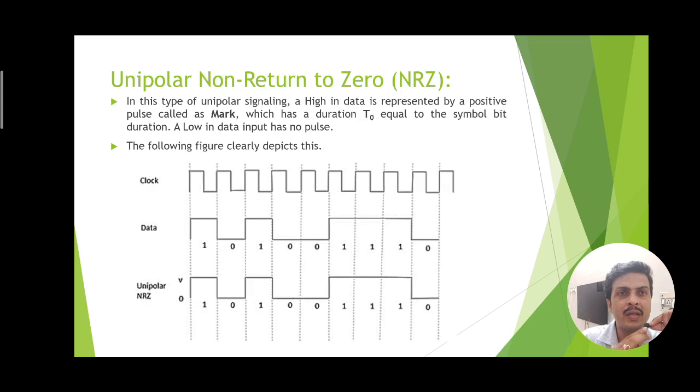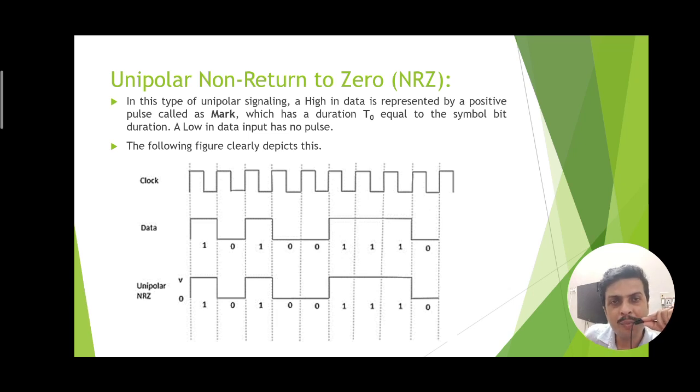Now here non-return to zero signaling has been described. Clock is nothing but an oscillatory rectangular pulse which has positive magnitude as well as negative magnitude within a bit duration. So bit duration is equal to clock duration. The data bit has a 1 or 0 sequence.